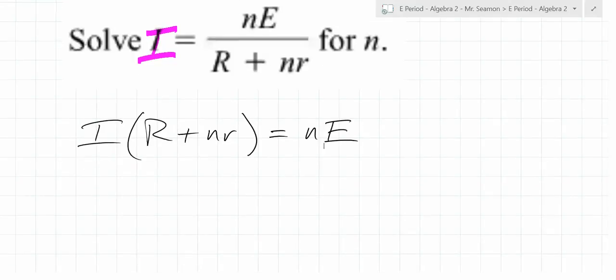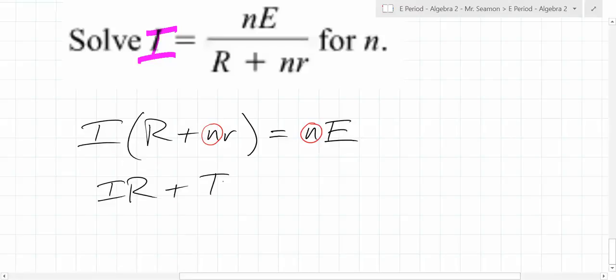Have we gotten rid of all the fractions now? Yes. What are we trying to isolate? Which variable are we trying to isolate? N. So I'm going to circle this just so you see. How many N's do you see? 2. So what do we have to do at this point? There's something we have to do. You have to distribute. So if you do this, you get IR plus INR equals NE.